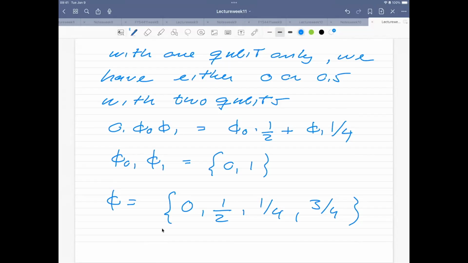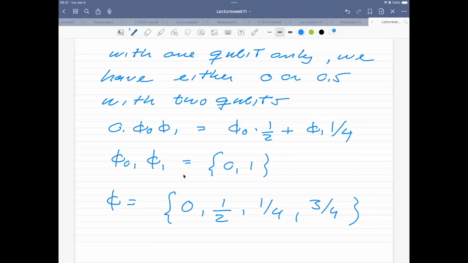So let's go back now to the PDF file and take a closer look at the basic algorithm for the QPE. Oops, sorry. No, not that one.